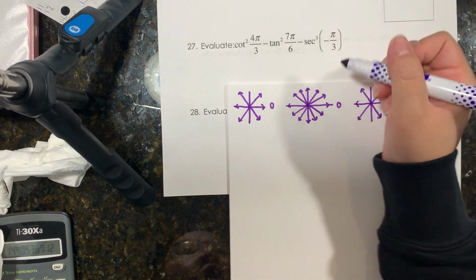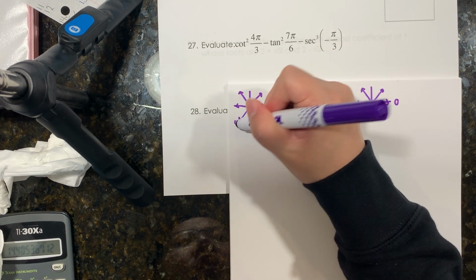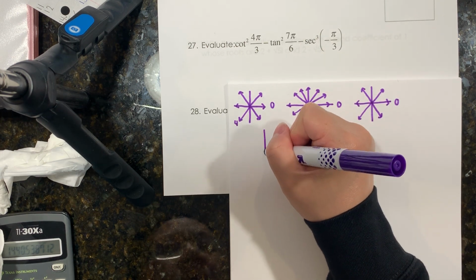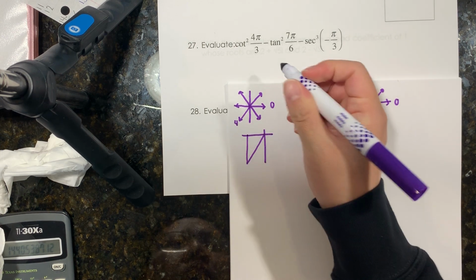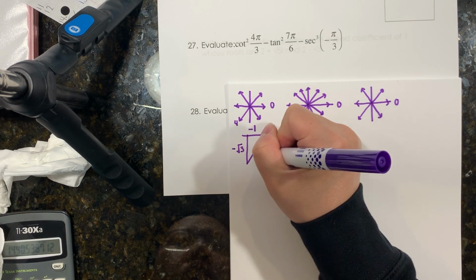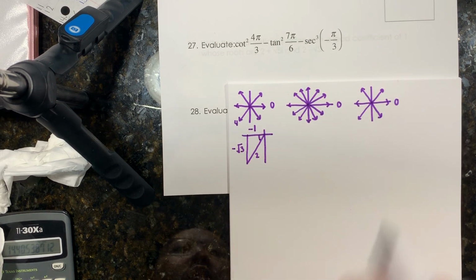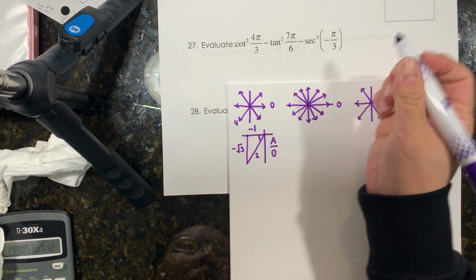So first one, counting 4: 1, 2, 3, 4. That puts me in quadrant 3. Again, I said anytime it's over 3, it's a 60-degree triangle. So this would be -1, negative root 3, and 2. And cotangent is adjacent over opposite.